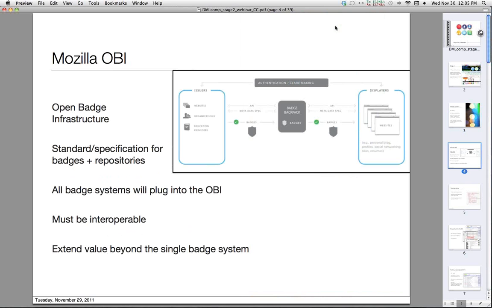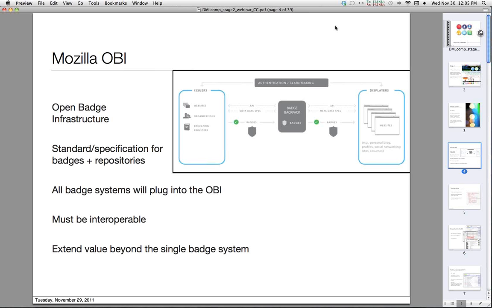And the thing that's kind of underpinning all of this conversation is the Mozilla OBI, and OBI essentially stands for Open Badge Infrastructure. And that is really the plumbing, the way that we refer to it. And that's the software that allows all of the content, all of the badges to kind of move freely throughout an ecosystem. So within that, what defines the Open Badge Infrastructure is a standard or specification of badges and repositories.